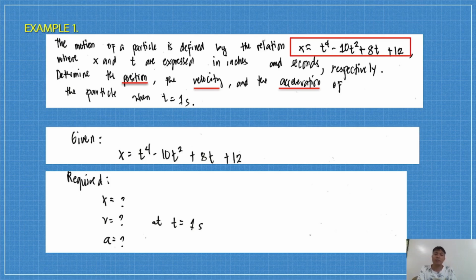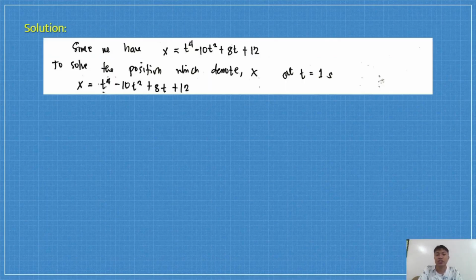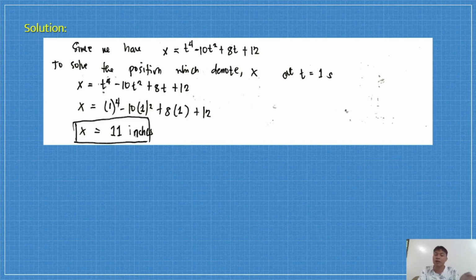So, required is the position, which we denote as x, the velocity as v, and the acceleration as a, at time t equal to 1 second. Now, solution. Since we are given the equations, to solve for the position x, we can directly substitute the value of t, which is 1 second. Substituting that 1 second into our equation, we come up with the position, or x, equal to 11 inches.